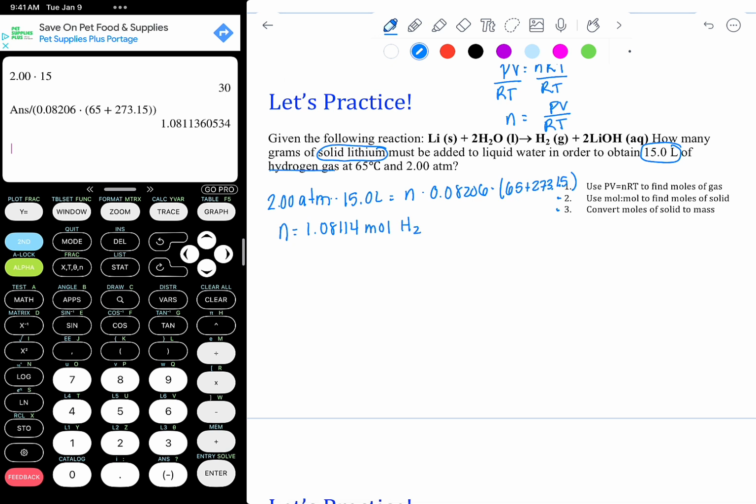So that completes step 1. We found our moles of gas. We now want to use a mole-to-mole ratio to find the moles of solid. So we're going to take that 1.08114 moles of H2, and we want to convert that to our solid, which is solid lithium. So for every 1 mole of lithium, I get out 1 mole of hydrogen gas. So 1 mole of hydrogen gas is produced from 1 mole of lithium.